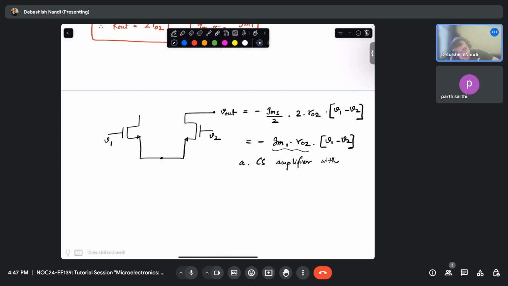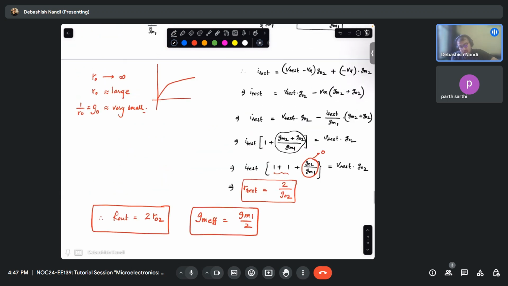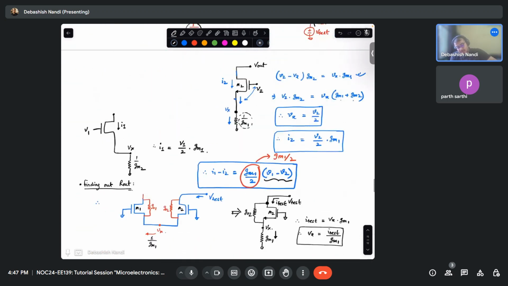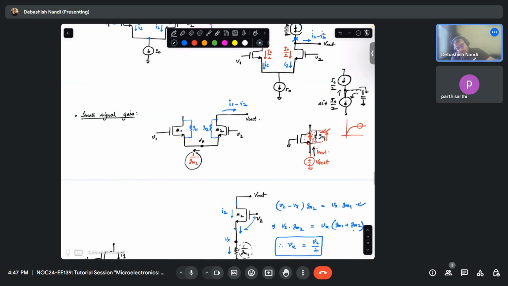with V input equal to V1 minus V2 and your GM effective equal to GM1 by 2, and everything else is the same. Okay. So now you see in this case this I1 minus I2 is coming out of this configuration and that is GM1 by 2 times V1 minus V2.